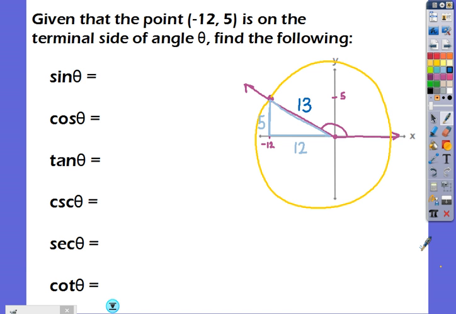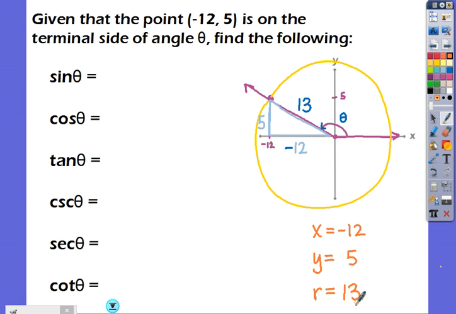Now we should remember that this is going to be a negative 12 because we're up in that second quadrant. So this is angle theta, and we're just going to write the 6 trig ratios for that angle. All we need to know is that x is negative 12, y is 5, because that's the point they gave us, and we figured out that the radius, by the Pythagorean theorem, is 13. By the way, the radius is always positive, because it's a radius.